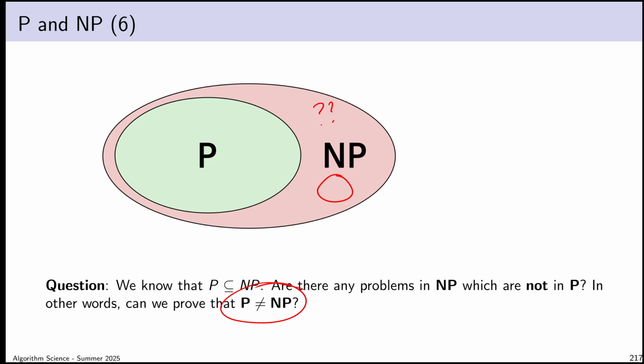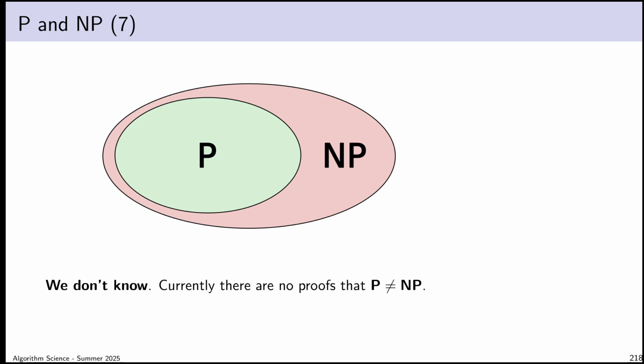So do we know that? Well, unsurprisingly, no, we don't. There are no proofs out there that P is not equal to NP. If I were able to prove that there is no polynomial time algorithm for the partition problem, that would be sufficient to prove that P is not equal to NP, because that would prove that partition, which we know to be in NP, is not in P. But we haven't been able to prove that.